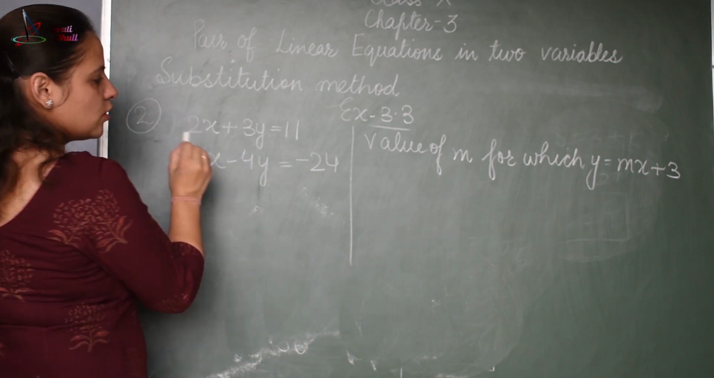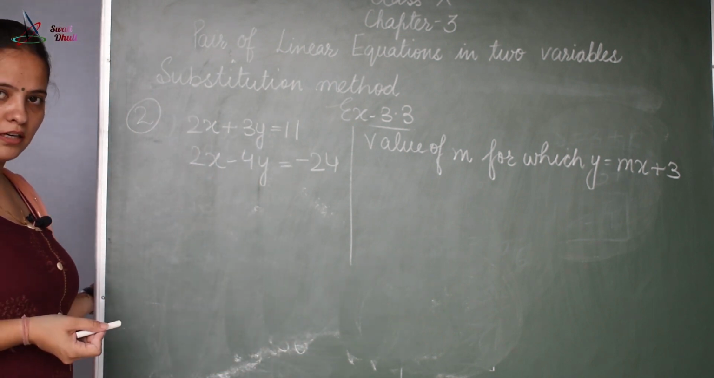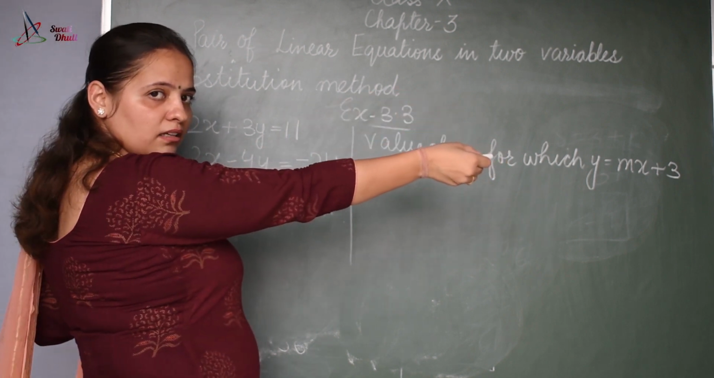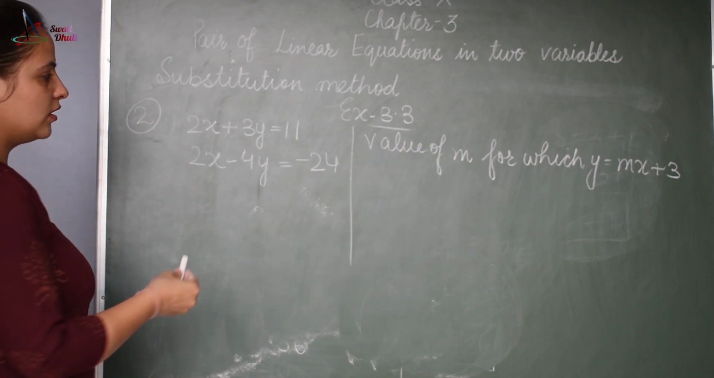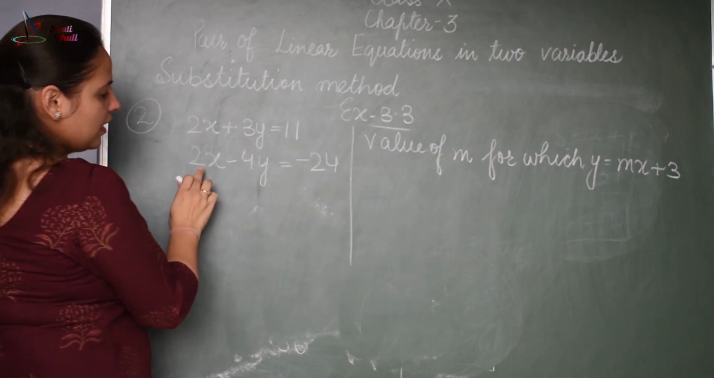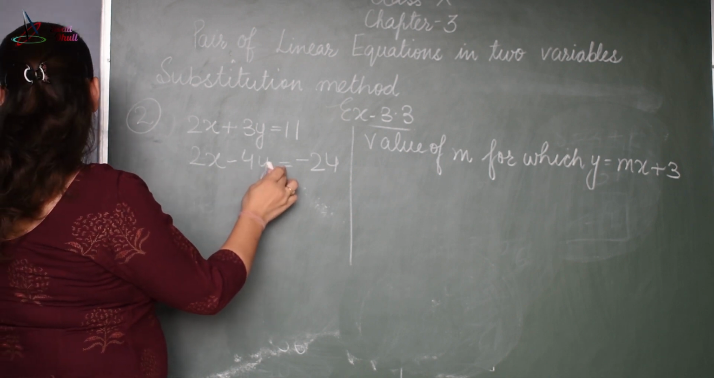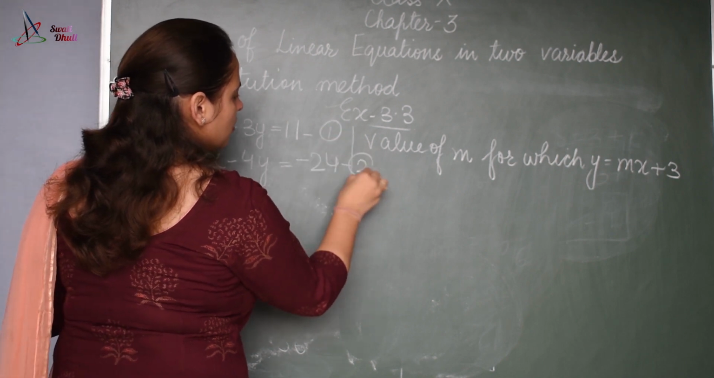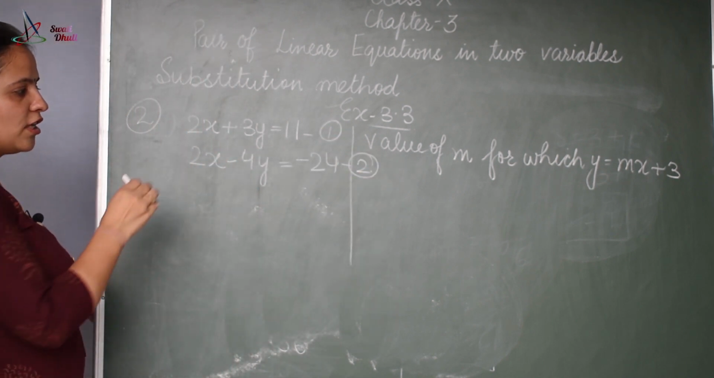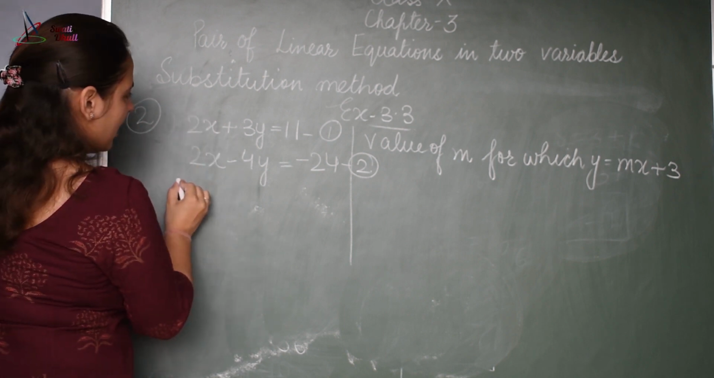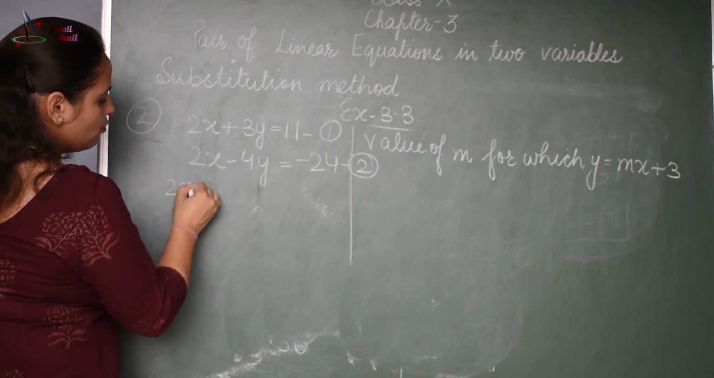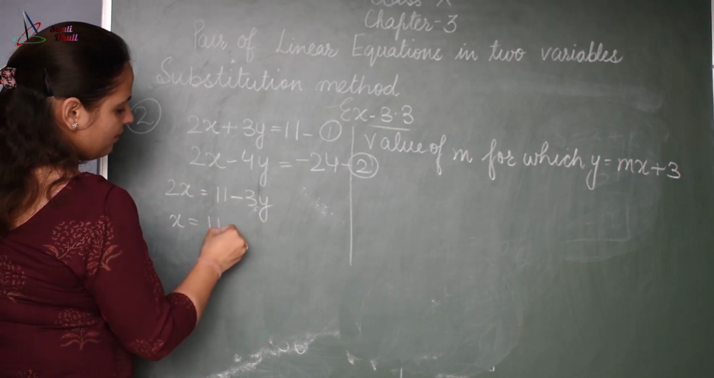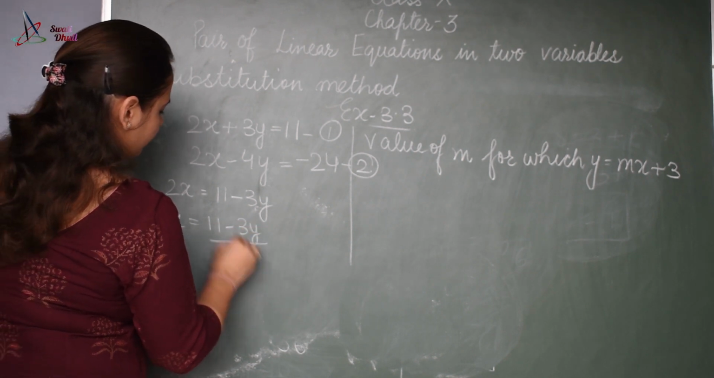So you can solve these two equations by substitution method. Whatever the value of x and y you will get from here, you can substitute in that equation. So first of all, we'll find out the value. Let's say you are given 2x minus 4y is equal to minus 24. Let it be equation 1. Let it be equation 2. So from first equation, first find the value of x. If I find the value of x, it will be 2x is equal to 11 minus 3y. So x is equal to 11 minus 3y upon 2.